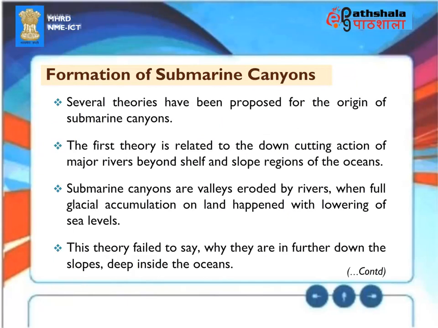Several theories have been proposed for the origin of submarine canyons. The first theory is related to the downcutting action of major rivers beyond shelf and slope regions of the oceans. Submarine canyons are valleys eroded by rivers when full glacial accumulation on land happened with lowering of sea levels. This theory failed to say why they are further down the slopes, deep inside the oceans.